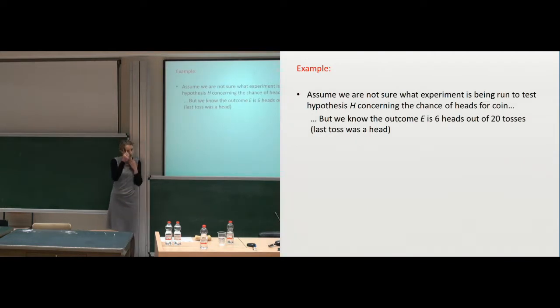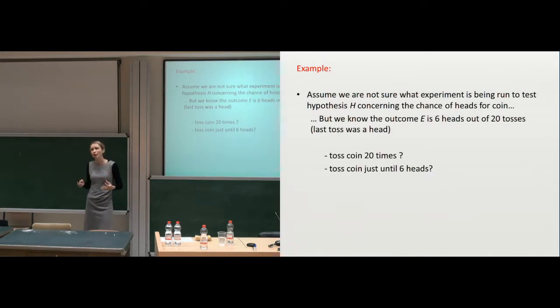So just to give a quick example, although it might not illuminate all of this, assume we're not sure what experiment has been run to test a hypothesis H concerning the chance of heads for a coin. But we know that the outcome is 6 heads out of 20 tosses, and the last toss was a head. What do I mean? We don't know what test was being performed.